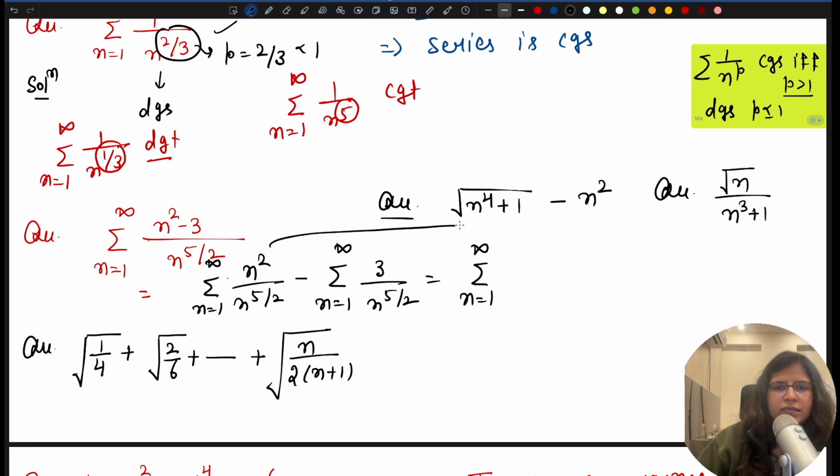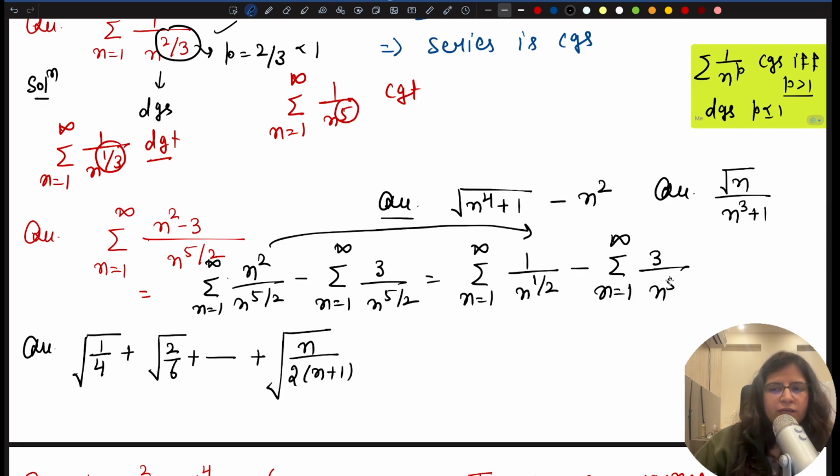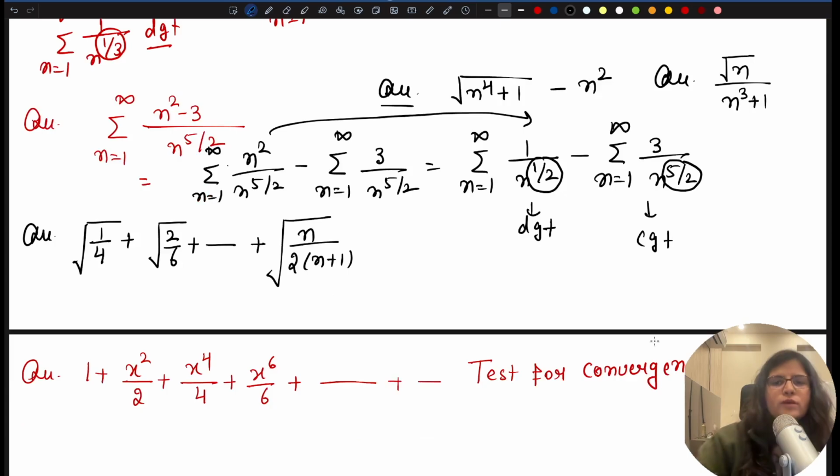I can write this as the summation, n going from 1 to infinity, of 1 by n to the power 1 by 2, minus the summation, n going from 1 to infinity, of 3 by n to the power 5 by 2. Because 1 by 2 is less than 1, this series is divergent, and because 5 by 2 is greater than 1, this series is convergent. So out of these two, one series is divergent and the other is convergent. So overall my series will diverge. This is a divergent series.